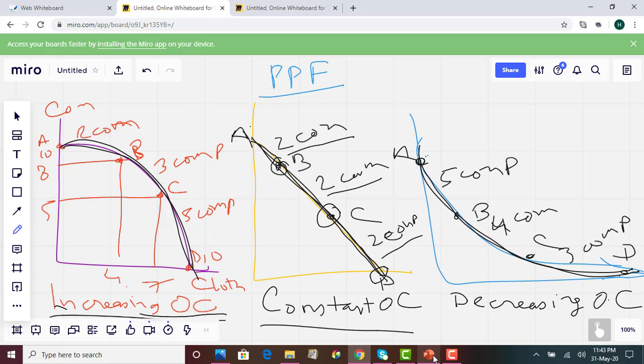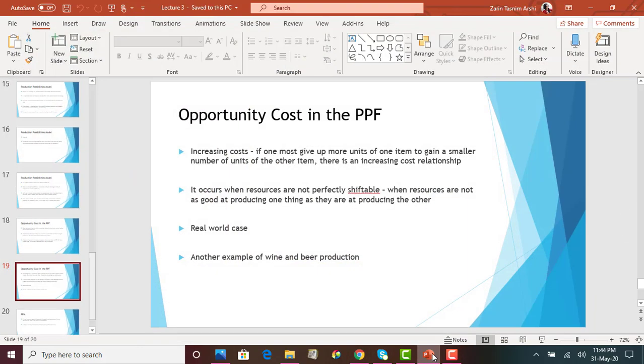So when the economy is increasing production of clothing, they are shifting my job from laptop production to cloth production. I am not that efficient now, right? I am not perfectly substitutable. Maybe I was able to produce 5 laptops before in an hour, but now I can only produce 2 clothes in an hour. So the resources are not perfectly shiftable, and that's why we have increasing opportunity cost or decreasing opportunity cost.